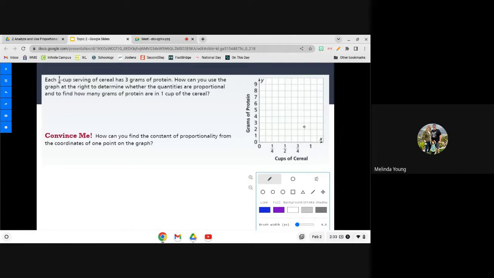So right away, they gave us a graph here. They made our X my cups of cereal, and my Y my grams of protein. So I'm going to graph this information. At a 4th cup of cereal, which is what is said right here, it has 3 grams of protein. So I'm going to make that point right here.